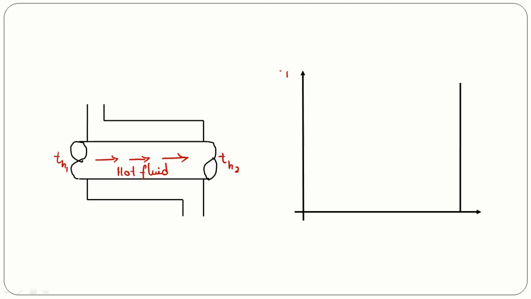Now, this is the temperature versus length diagram. So, the hot fluid inlet temperature will be the highest temperature. So, let us consider TH1 here. Now, this hot fluid will be losing its temperature to the cold fluid. So, therefore, the temperature decreases when it is moving in the particular direction here.